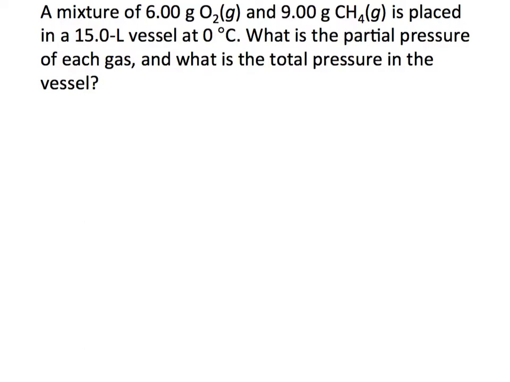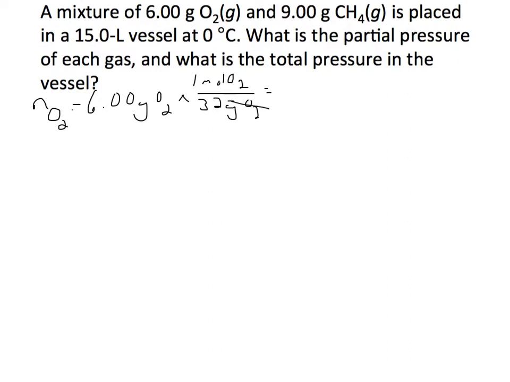So the first thing we need to recognize is that we're starting with the moles of O2. We have 6 grams of O2 times, in 1 mole of O2, there's going to be 32 grams of O2. Our grams are going to cancel, and so we can figure out how many moles of oxygen gas we're starting with, which is 0.188 moles of O2.